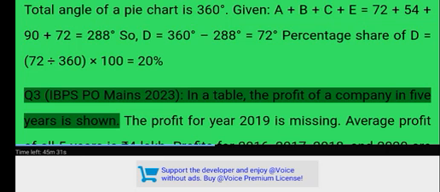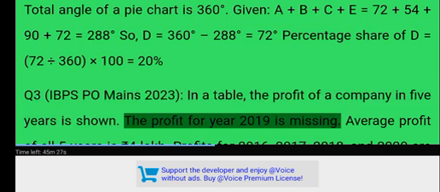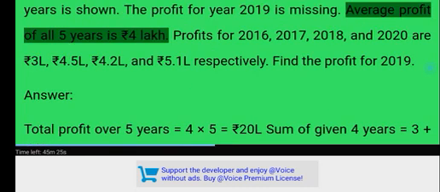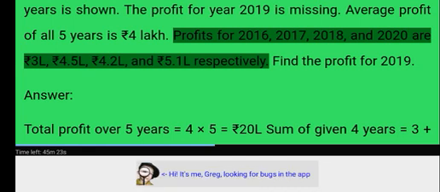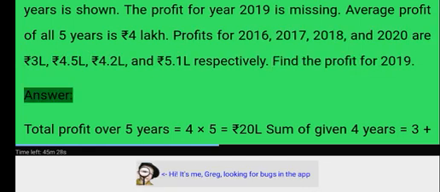Q3, IBPS PO Mains 2023. In a table, the profit of a company in 5 years is shown. The profit for year 2019 is missing. Average profit of all 5 years is 4 lakh rupees. Profits for 2016, 2017, 2018, and 2020 are 3 lakh, 4 lakh 50 thousand, 4 lakh 20 thousand, and 5 lakh 10 thousand rupees respectively. Find the profit for 2019. Answer.